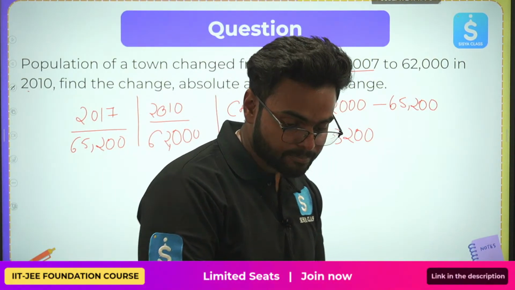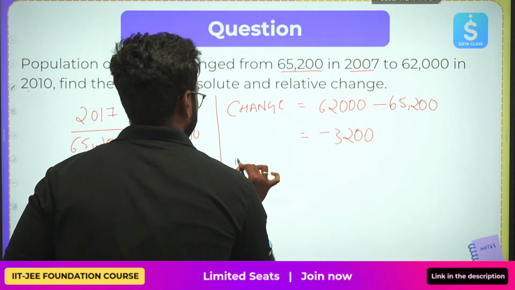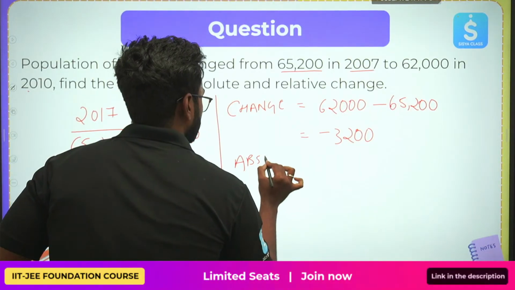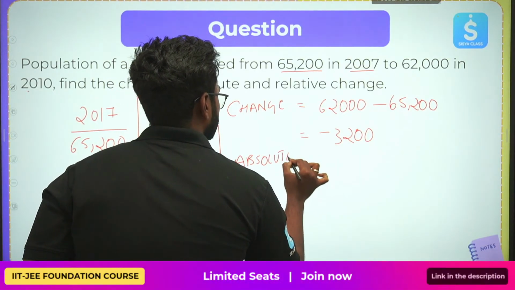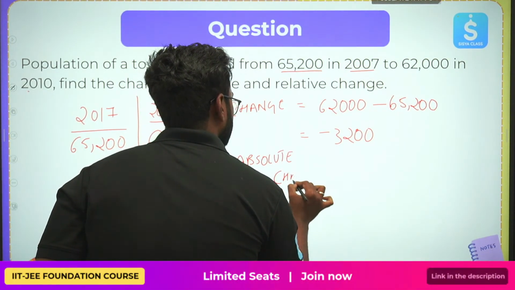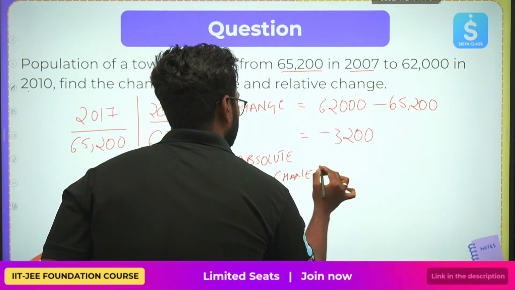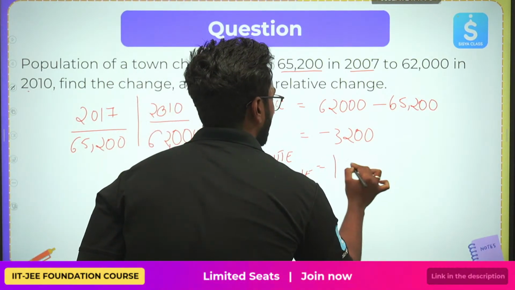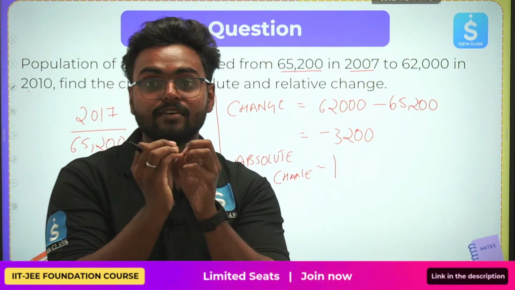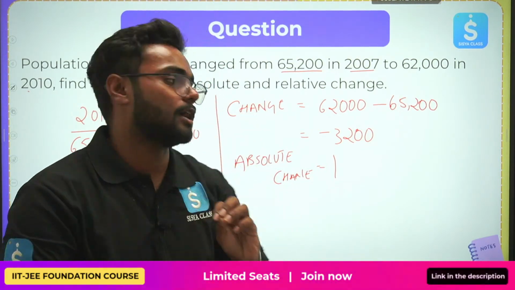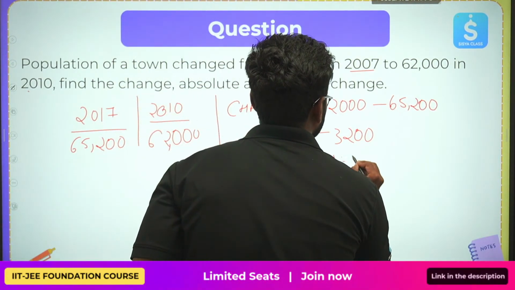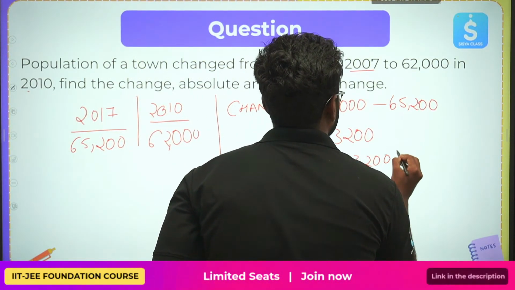Now coming to absolute change. This is given by the modulus. This is positive. It just talks about the difference. It doesn't consider positive or negative. So this is 3,200.